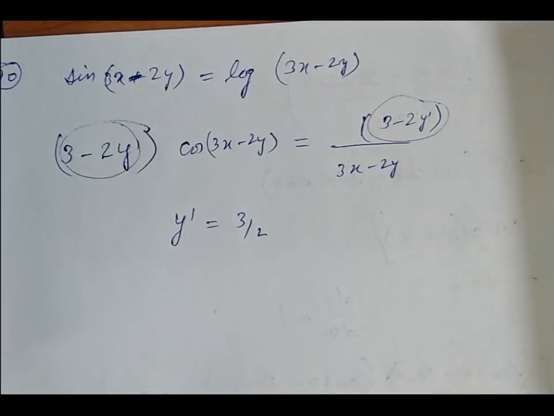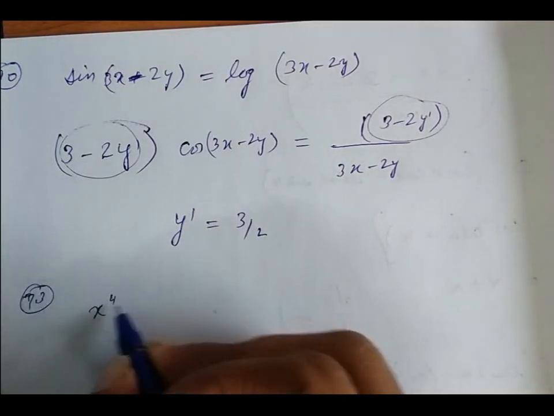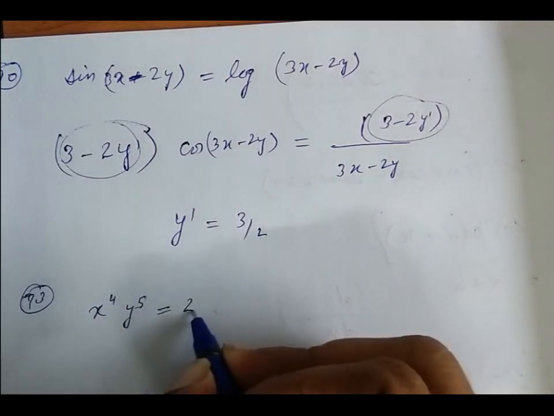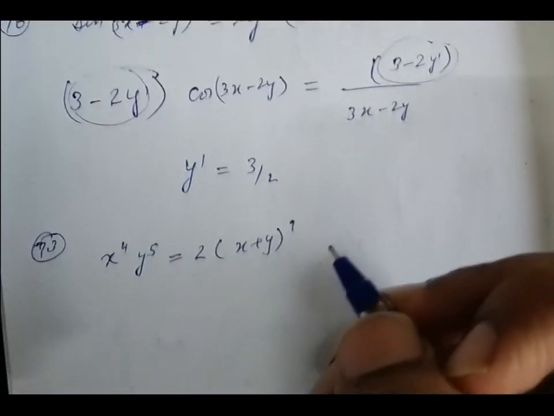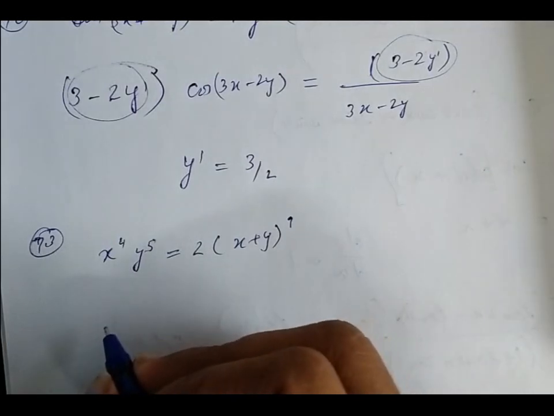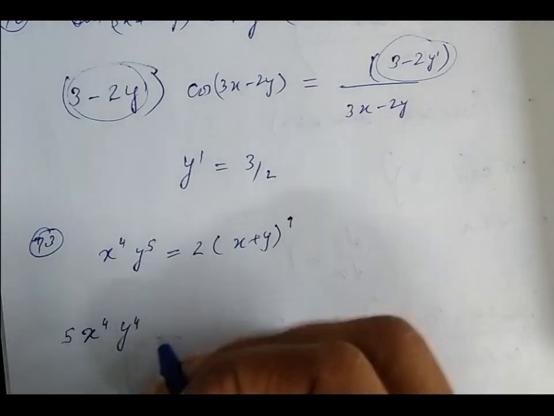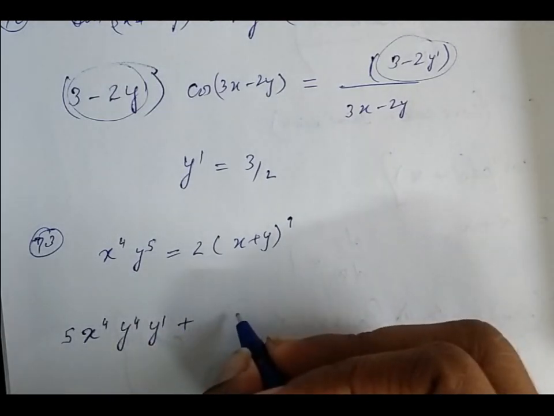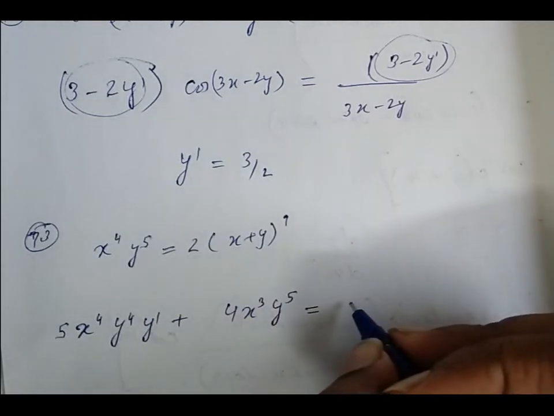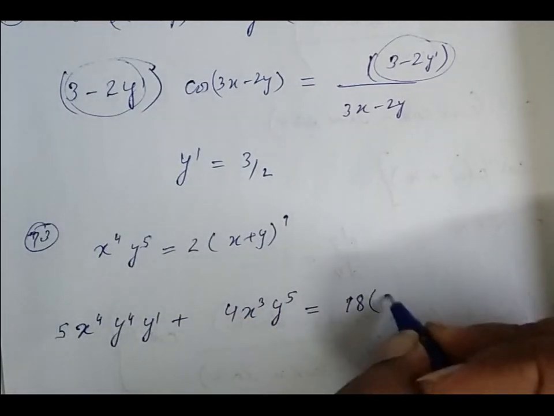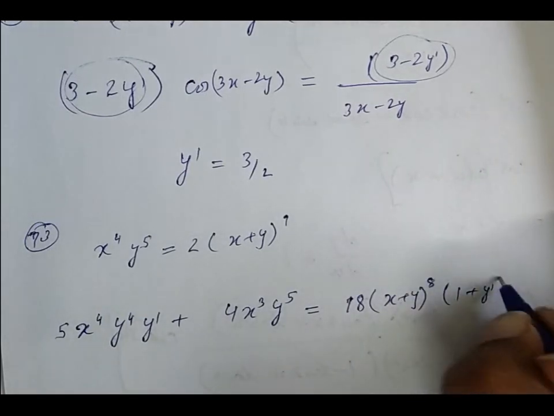Moving to next question, question number 73. Question number 73 says x power 4 y power 5 is equal to 2 times (x plus y) to the power 9. Then we need to calculate dy by dx. So differentiate this with respect to x, we get x power 4 into 5y power 4 y dash plus 4x cube y power 5 is equal to 18 times (x plus y) to the power 8 into (1 plus y dash).